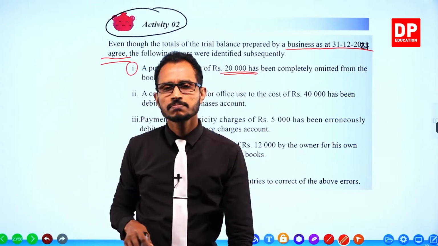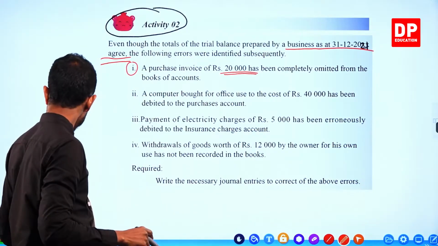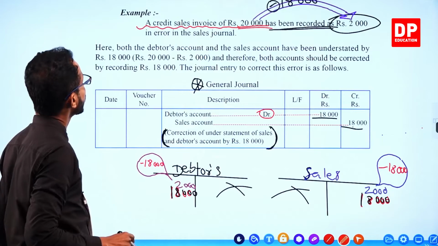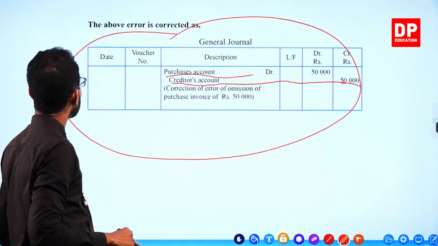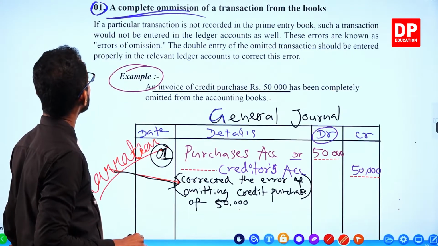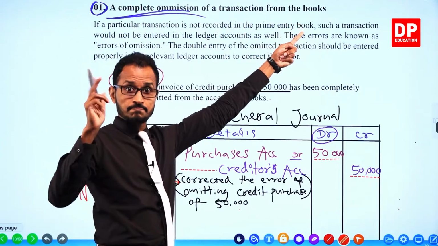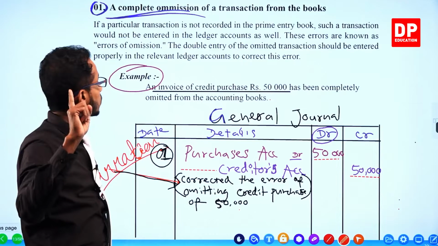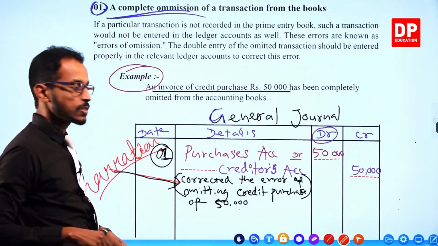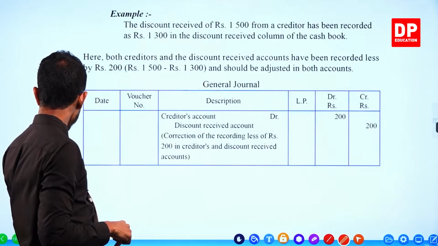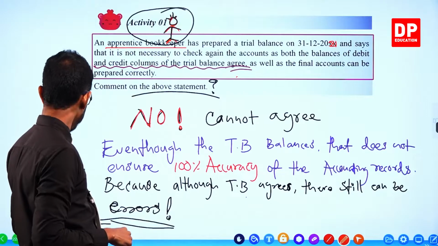That's an easy error. That is the first type of error that we discussed. A complete omission of a transaction. First type of errors: errors that do not affect the trial balance. Out of those, this is the first. Now we have that type of error here which should be corrected. Can we do that?